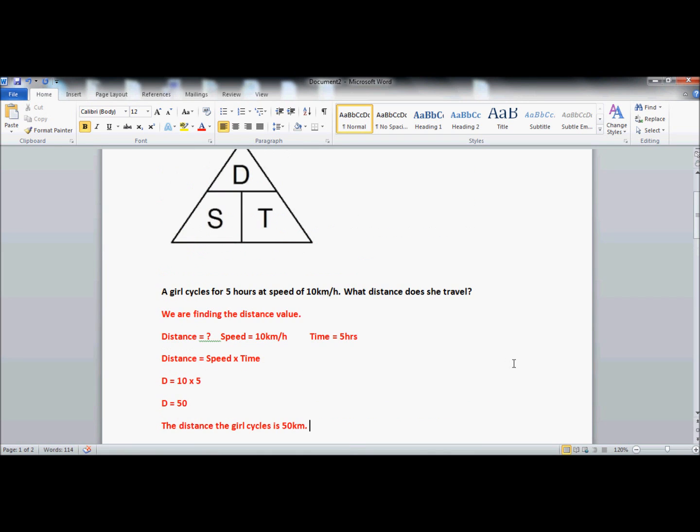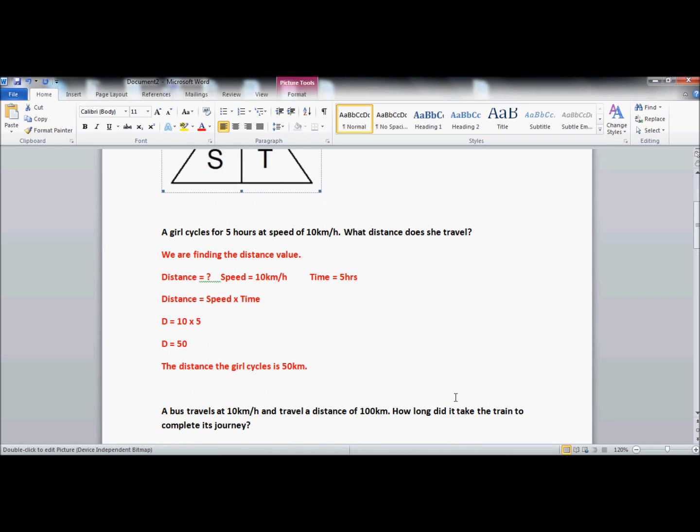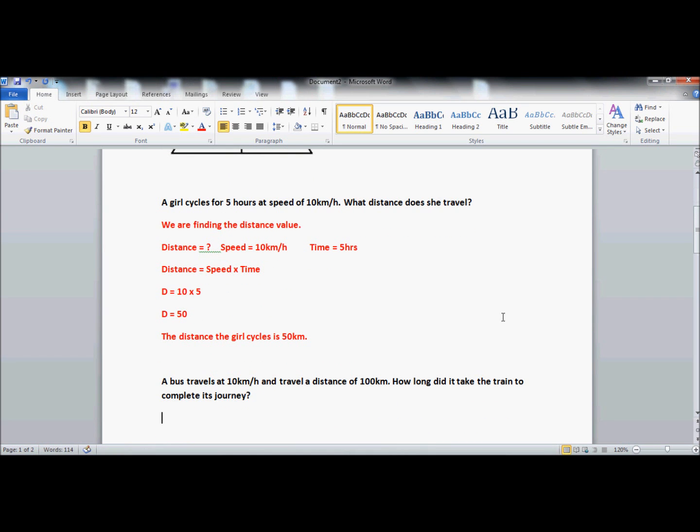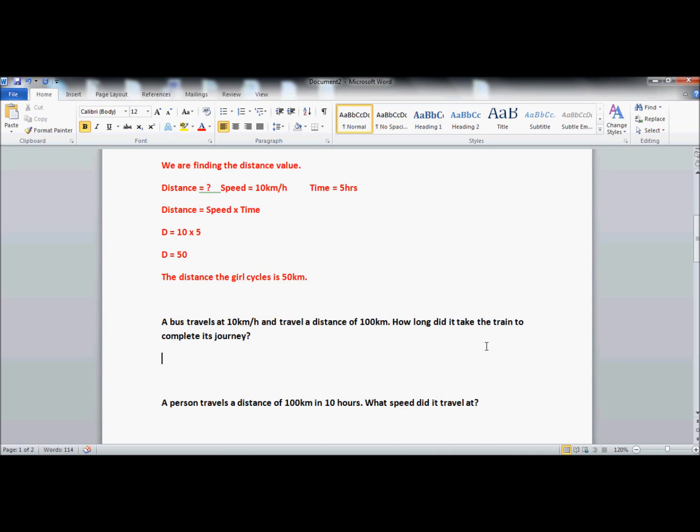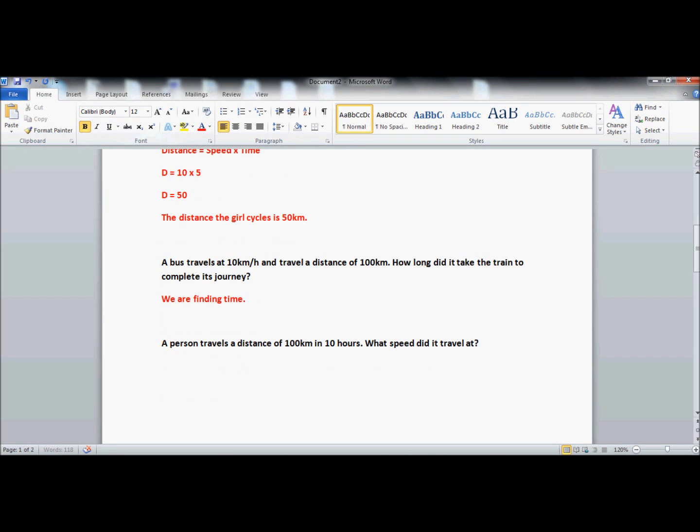And now we'll do this for a couple other questions. Here, the bus travels at 10 kilometers per hour and travels a distance of 100 kilometers. How long did it take for the train to complete its journey? What we're looking for here is time. We are finding time.